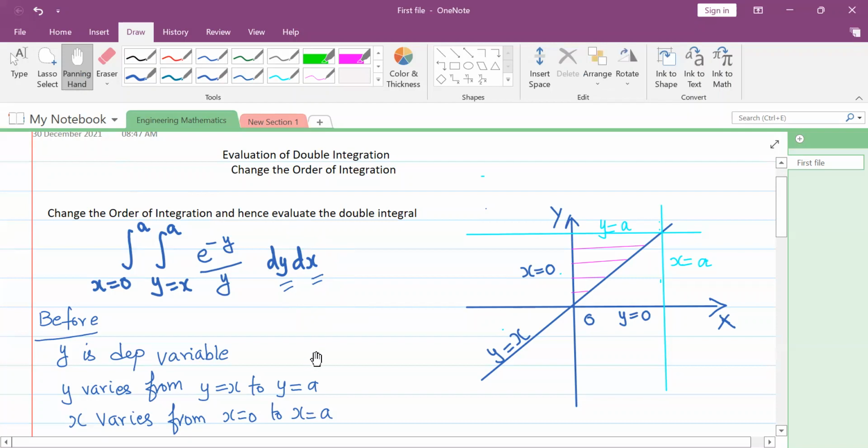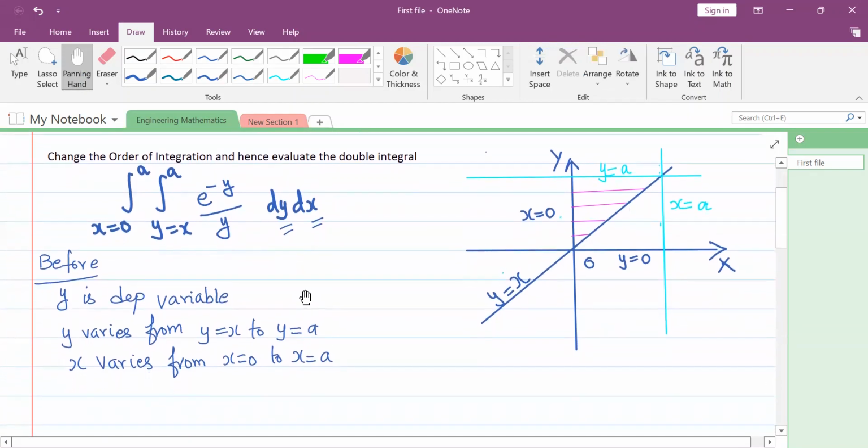Okay. So now we'll move on to constructing the region of integration. How am I going to construct the region of integration? You take the dependent variable limits first. The dependent variable limit here is y equal to x. So I am drawing the line y equal to x in a two-dimensional plane where the x-axis is nothing but y equal to 0 and the y-axis is nothing but x is equal to 0. Then the upper limit for y is equal to a.